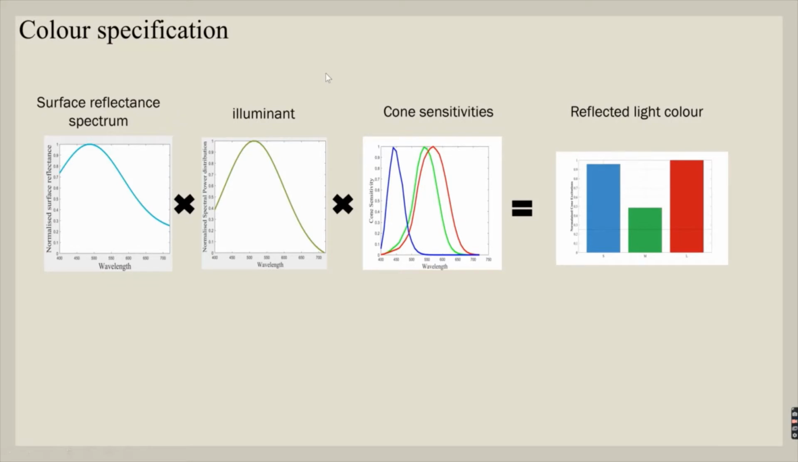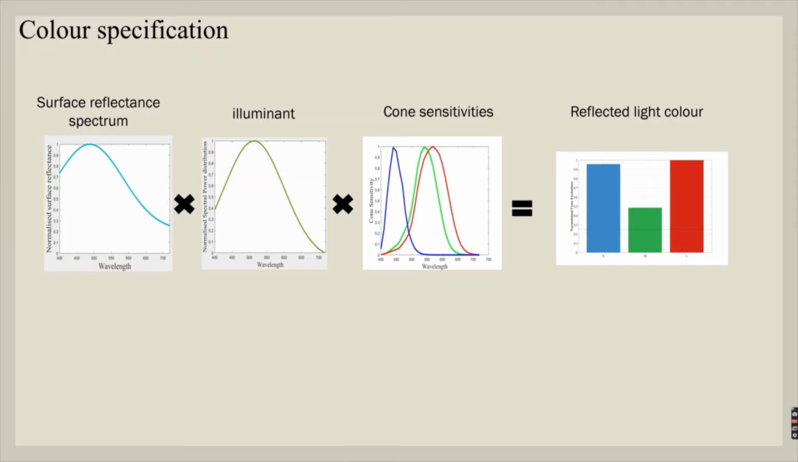Mathematically speaking, when specifying surface colors, we multiply surface reflectance spectrum, illuminant or the spectrum of the illumination, and the cone sensitivities. Surface reflectance spectrum shows the proportion of the light that gets reflected off the object's surface at each wavelength after hitting it. This proportion is shown for a given object surface on the y-axis, and the x-axis shows the range of the wavelength. Illuminants show the amount of the light energy at each wavelength for the light source.